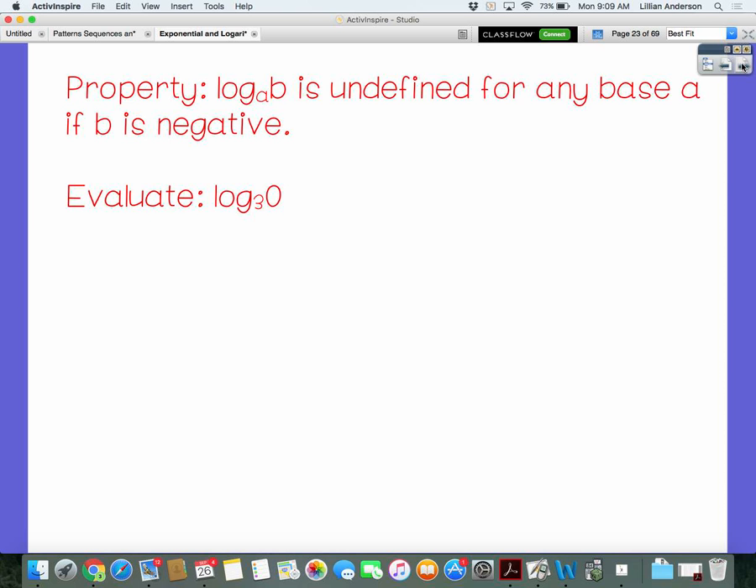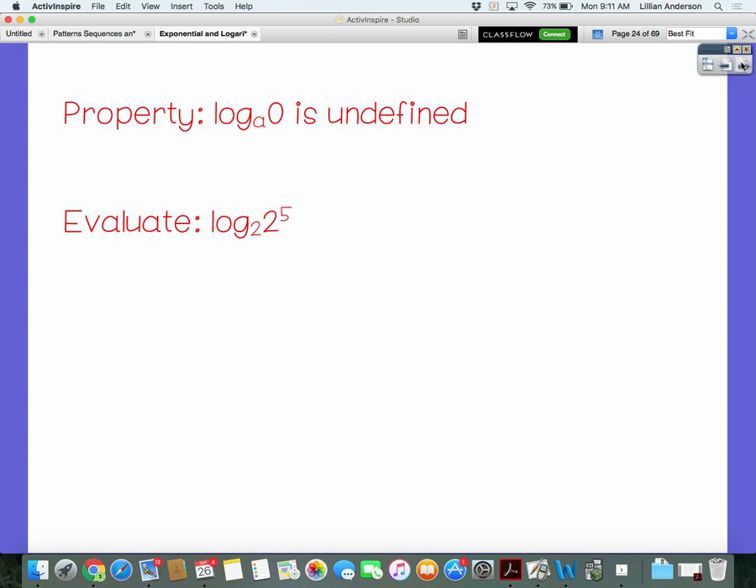I want you guys to do this one on your whiteboards. Log base 3 of 0. It is undefined. Think about it. You have 3 to the x equals 0. No exponent is ever going to give you 0. So this is undefined. That is another property. Okay? The log base a of 0 is undefined. So you cannot take the log of a negative number and you cannot take the log of 0.